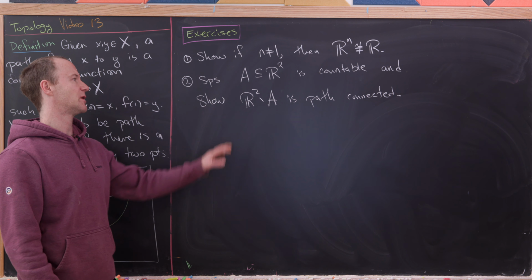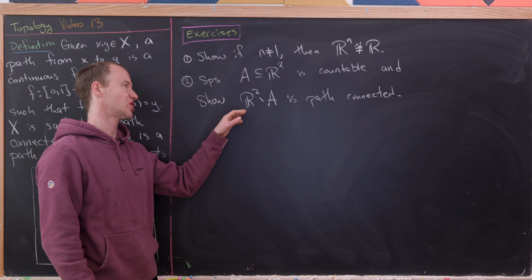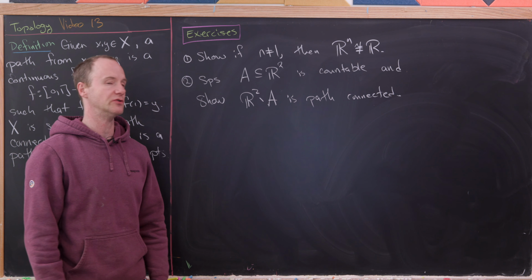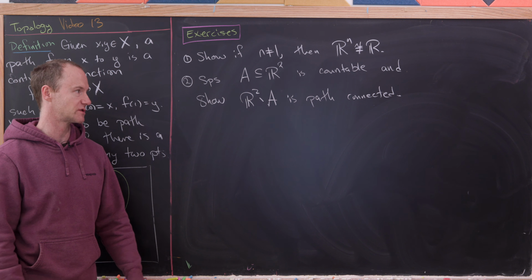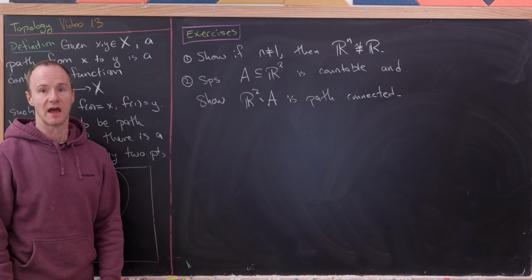Now, next up, let's suppose we've got a countable subset of the plane, and our goal is to show that if we take R^2 and subtract out those countably many points, we still have something that's path connected. And that's a good place to stop.